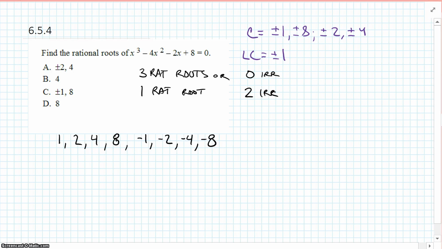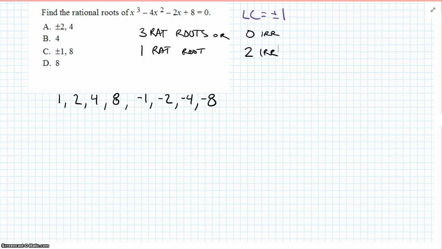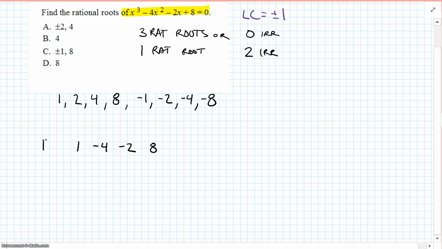Okay? So let's look at this. Again, I'm going to use synthetic division. You can just plug and chug if you want. Okay, so looking at the original equation, the coefficients are 1, negative 4, negative 2, and 8. Okay, I'm going to start with 1. Drop the first coefficient. 1 times 1 is 1. Negative 4 plus 1 is negative 3. 1 times negative 3 is negative 3. You sum those, you get negative 5. Negative 5, you get 3. So 1 does not work. Let's mark 1 out.